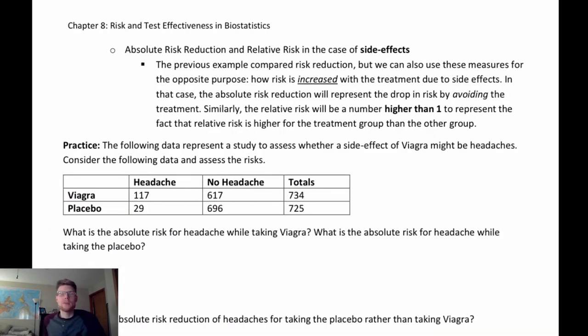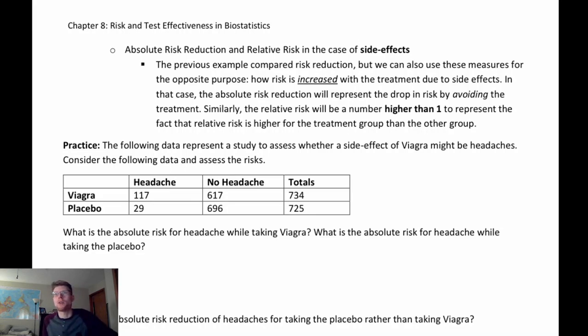Now we're going to use these same measures, and now our context is going to be, is this bad thing increased? Is it more likely to happen as a result of this agent? So here we're going to look at it in the context of the side effect of a particular drug. We're going to look at the side effects of Viagra in terms of producing headaches. So here we have some data.